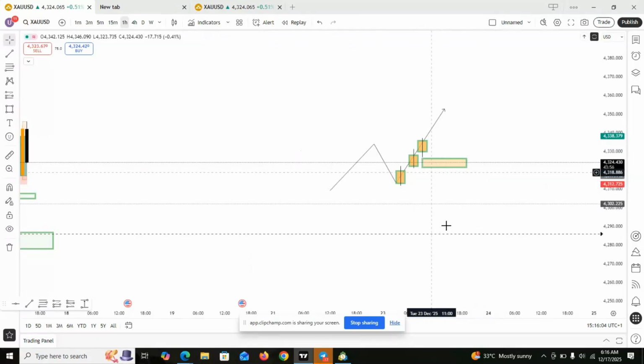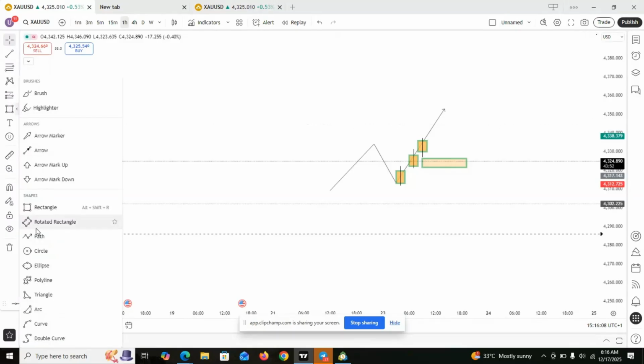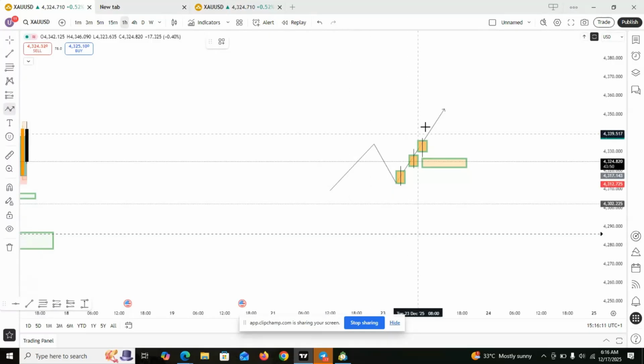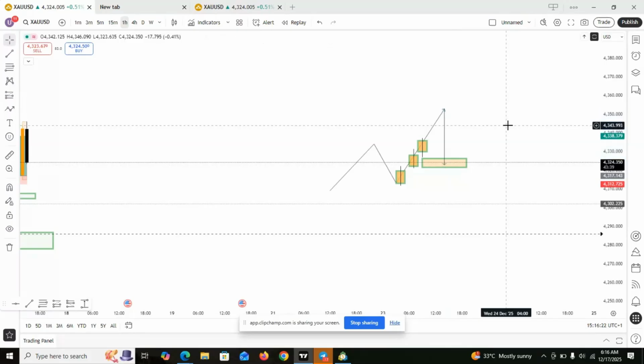So this zone, all I need to do is to allow price to come into this zone. Let price come down to this zone. If price comes down to this zone on a 1 hour or 15 minute time frame, I will leave it and go to the 1 minute time frame and take my entry.